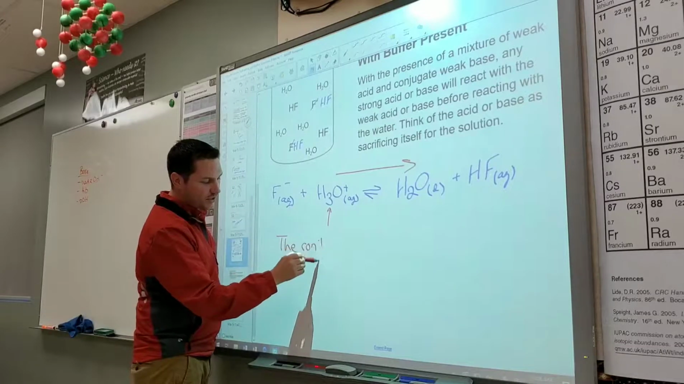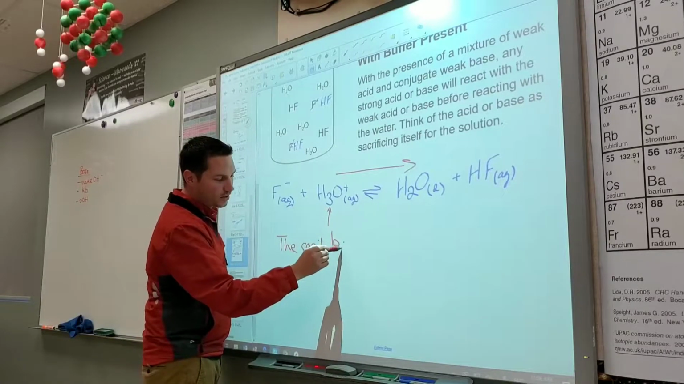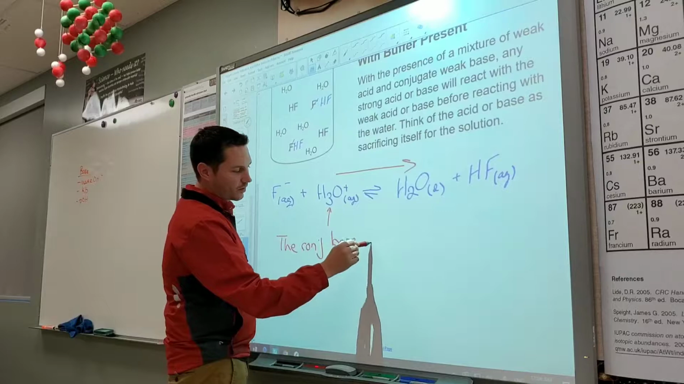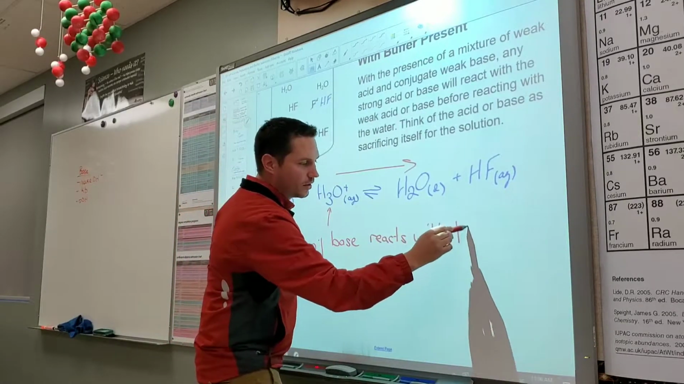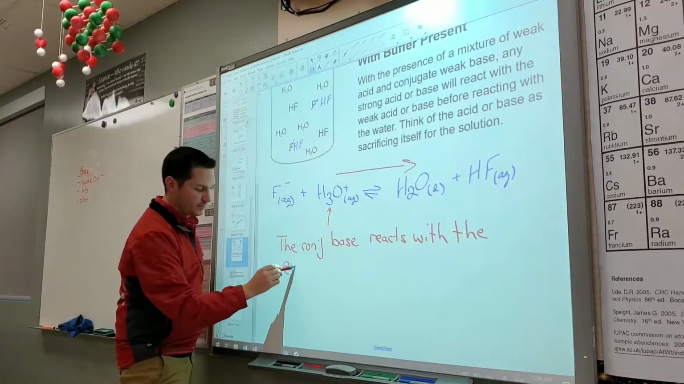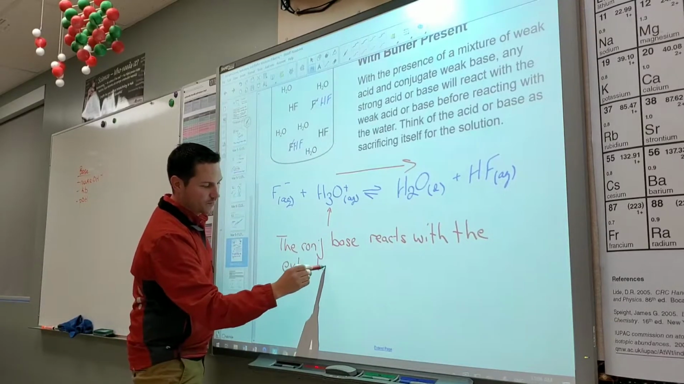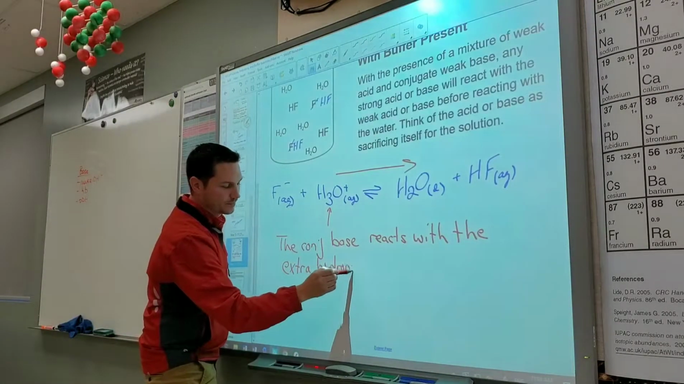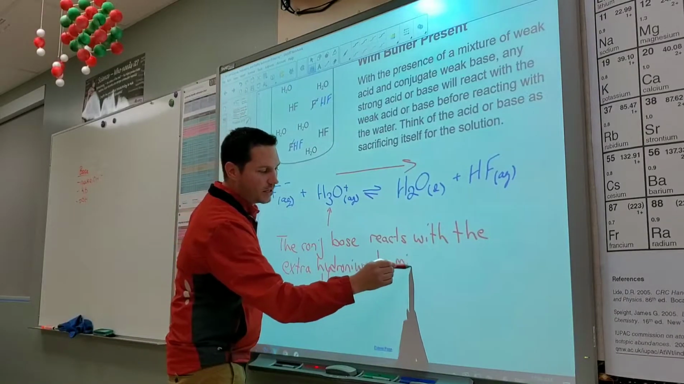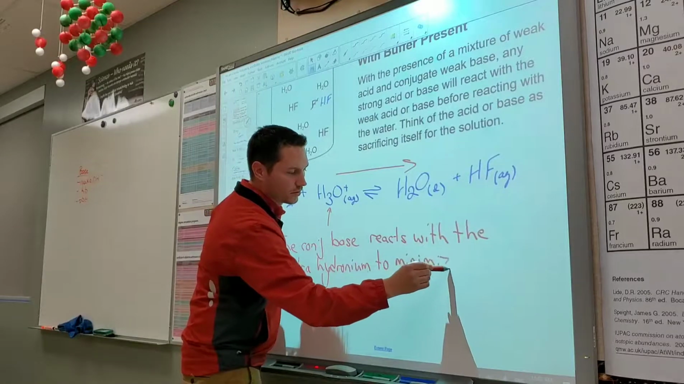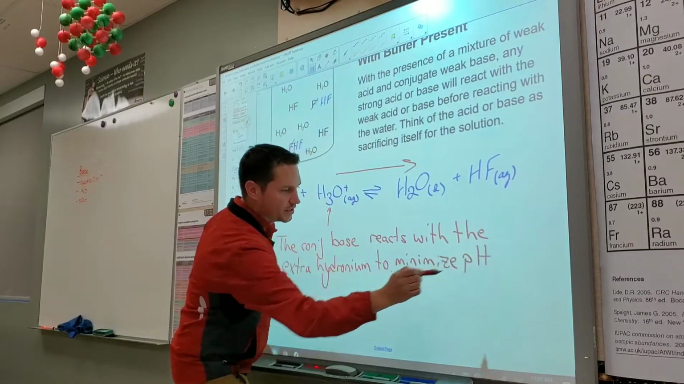So the weak conjugate base reacts with the extra hydronium to minimize pH changes.